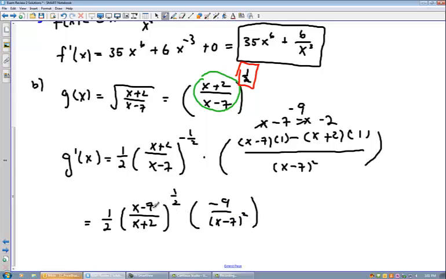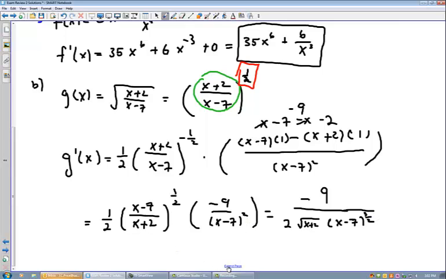And then I'm going to get some cancellation on top and bottom here. So if you see this, great. If not, think about it. I really have x minus 7 to the 1/2 and x minus 7 squared on the bottom. So what's going to happen here is I'm going to be left with a 9 on top, a 2 on bottom, and a square root of x plus 2. So that's x plus 2 to the 1/2. And then I'm going to have this x minus 7 no longer squared, because 1/2 of them is going to cancel with some of this down here. So I'm going to get it to the 3/2.